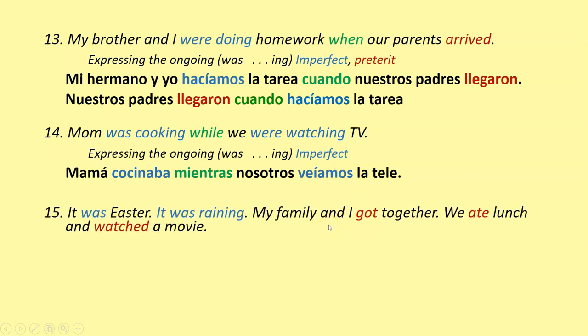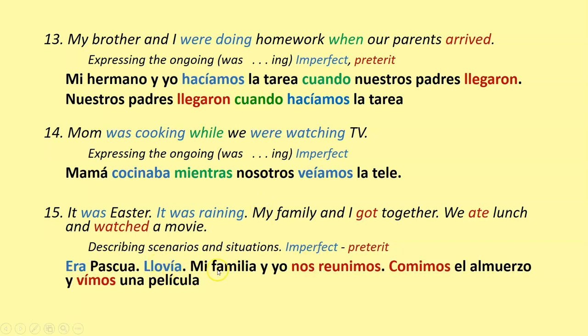Número 15. It was Easter. It was raining. We are describing what's happening on this holiday. This should be in the imperfect. It was raining. Weather is always in the imperfect. And the rest of the description is going to be in the preterite. Era Pascua, llovía. Mi familia y yo nos reunimos, comimos el almuerzo y vimos una película. This is in the preterite because these are actions that are happening one after another.